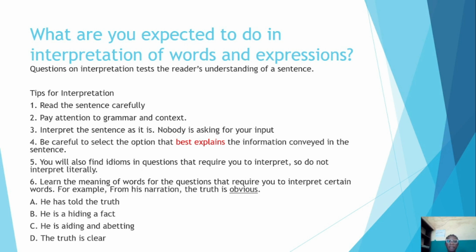Then another tip is that you must be careful to select the option that best explains the information that is conveyed in the sentence. What does this mean? It means that it is possible that the options you have there could be similar, but we are looking for the one that best explains. It is testing how much you understand the sentence. So look for the one that best explains. We'll see this when we begin to answer questions.